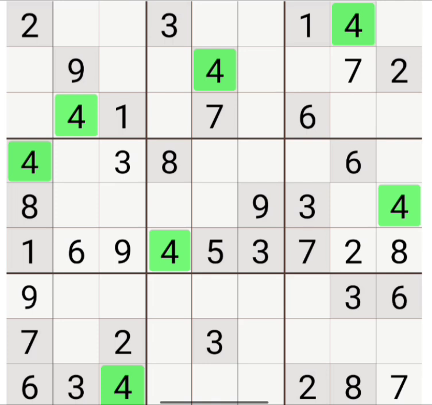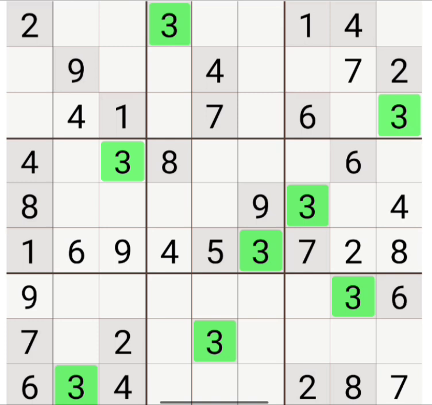Now let us take the 9th column, that is the last column. We cannot write 3 here. We cannot place 3 in this cell. We cannot write 3 in this cell. We cannot write 3 in this cell. So in this cell and this cell, we cannot write 3. So we'll place 3 over here.